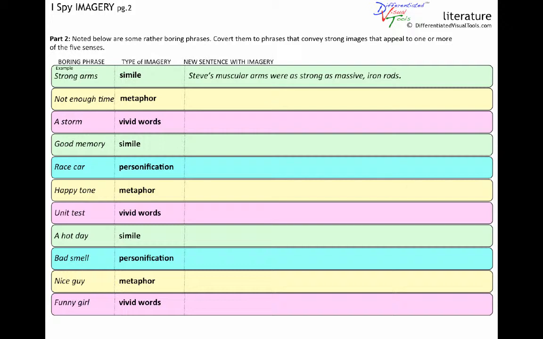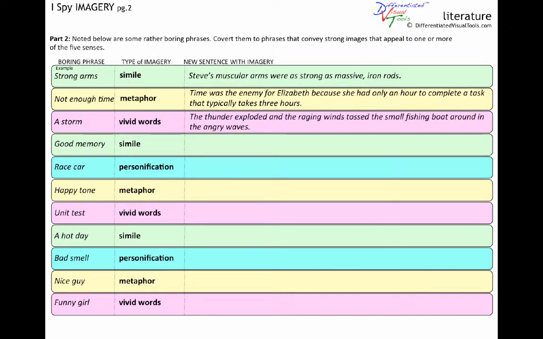So for an example, strong arms. So we want to convert that to something more interesting using a simile. So the example would be Steve's muscular arms were strong as massive iron rods. Another boring phrase is not enough time. So how could you create a metaphor that's all about not enough time? So an example would be, time was the enemy for Elizabeth because she had only an hour to complete a task that typically takes 3 hours. So we're using time was the enemy, and so that's creating a metaphor. You'll be working with students throughout this to help them develop these sentences that utilize these different forms of imagery.